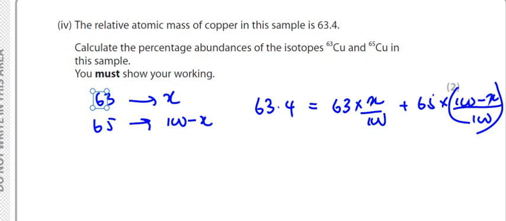Then you can work out the percentage abundance of the two, right? I'll skip the calculation part because that is time consuming. So you can do the straightforward calculation, get the value for X, and then you can find the answers.